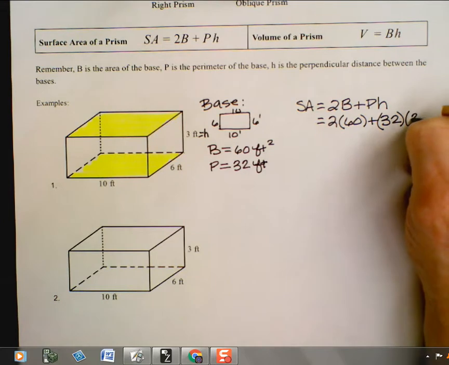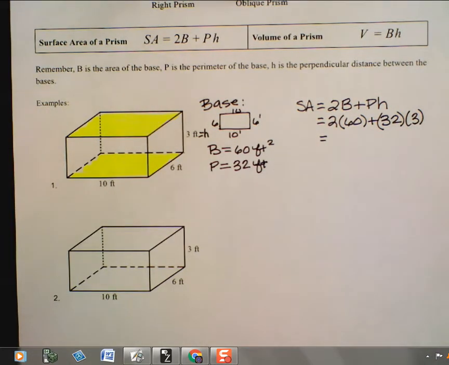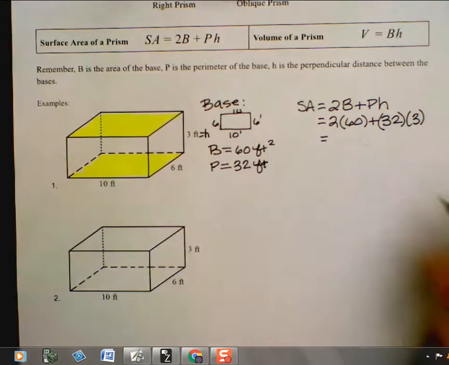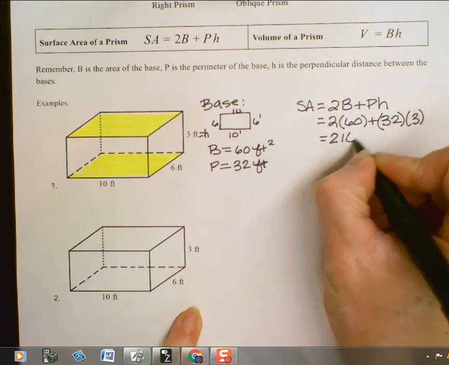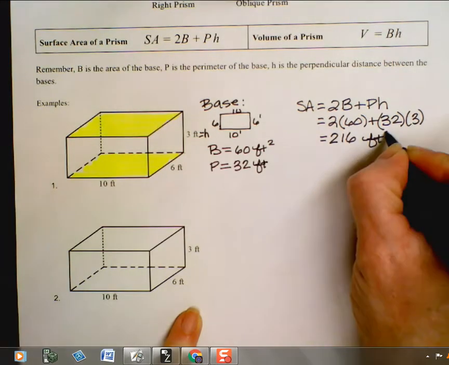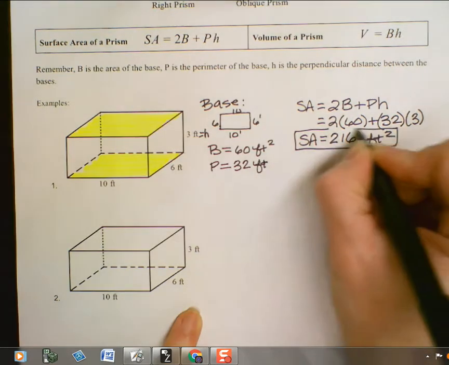So that substitutes here in the surface area formula. Now you're ready for your calculator. 2 times 60 plus 32 times 3 gives us an actual surface area of 216 feet squared. Now let's look at the volume.